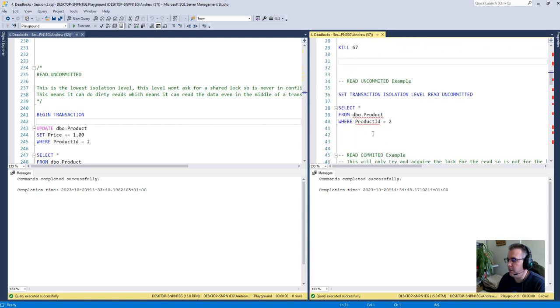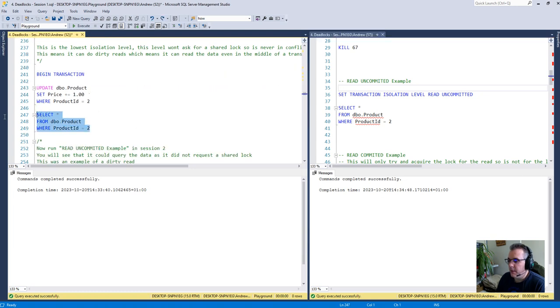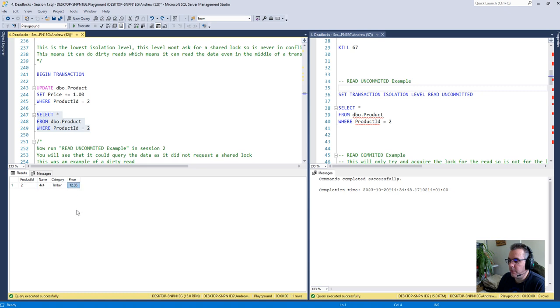You could use that command, vice versa, but we need to get to this point. So what we're going to do is update the product with a price, increasing the price by £1. So £12.95 is going to become £13.95. If I run this, the transaction's open. We've made the change. We haven't committed the transaction, so the value is still in there. It's not committed, but it is in this session.